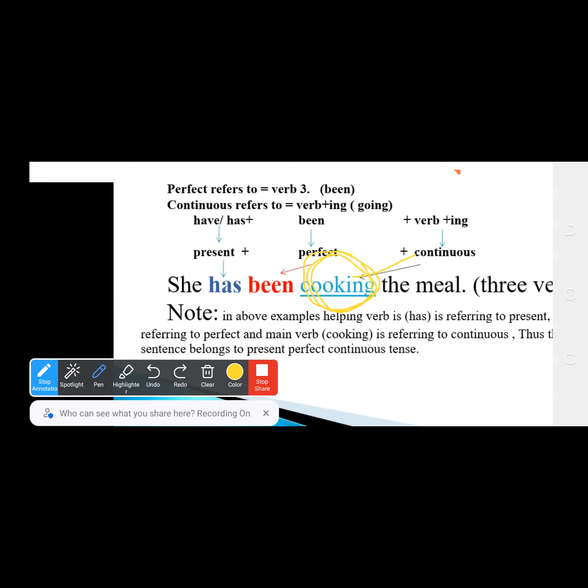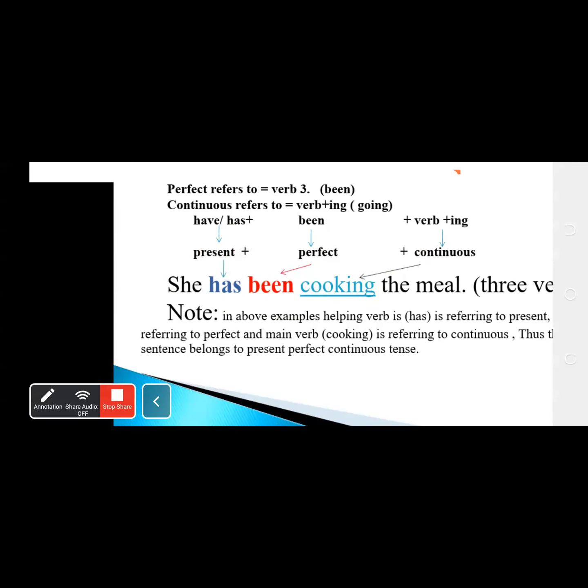फिर इसके बाद हमने देखी been, is third form. ये third form is used only in the perfect tense. तो ये हो गया perfect. अभी कौन सा रह गया? Has is first form. तो has कौन से tense में use होती है? Present tense में, because first form. So has indicates present, been indicates perfect, and cooking indicates ing, continuous. So this is called present perfect continuous tense.